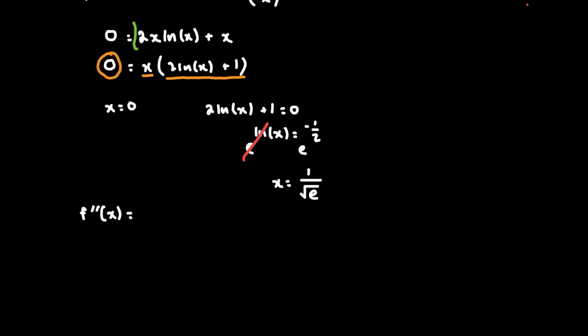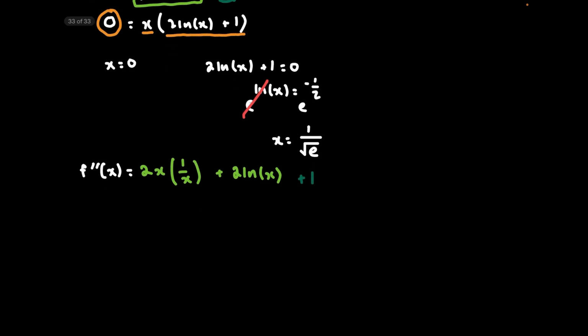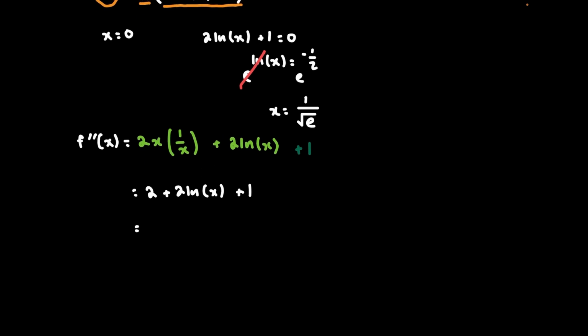So now I'm going to differentiate this green term here using the product rule. The derivative of that is keep the 2x, differentiate the ln x, so 1 over x, plus do the opposite: differentiate the 2x, so that's 2, and then keep the ln x. And then the derivative of this bit here is just plus 1. Now when you simplify this, it simply becomes 2 plus 2 ln x plus 1, which is also the same as just 2 ln x plus 3.